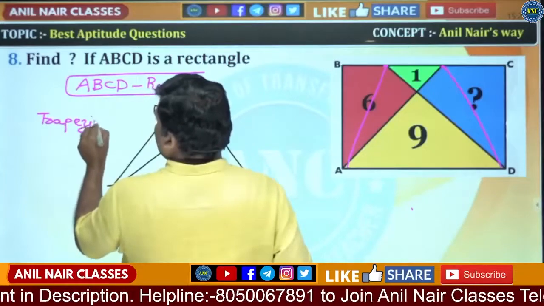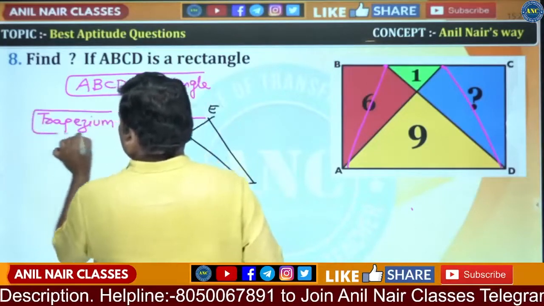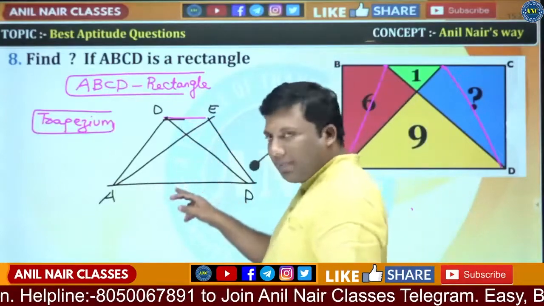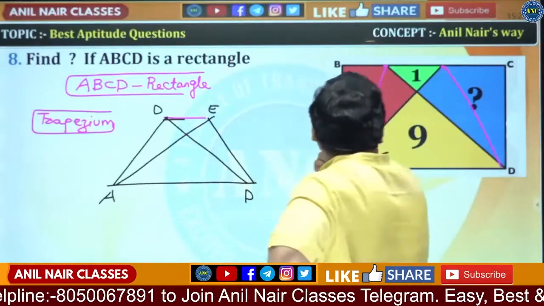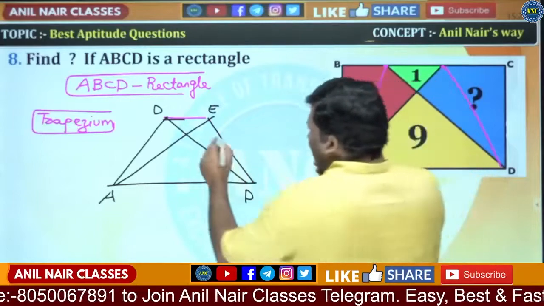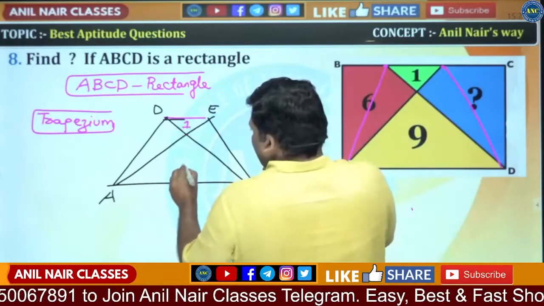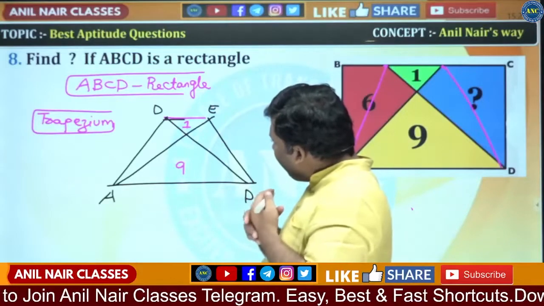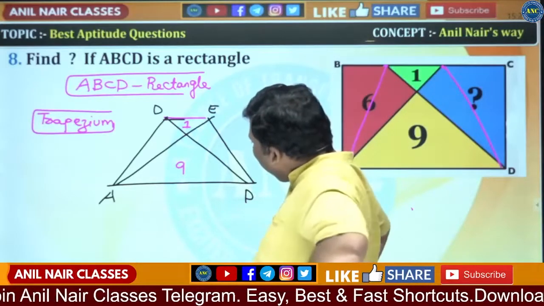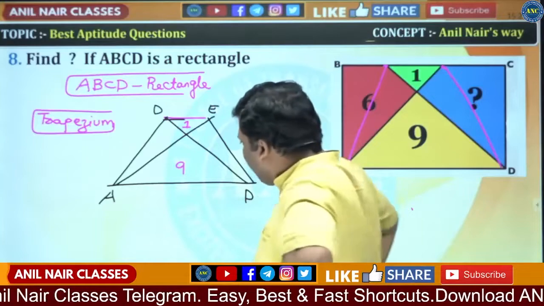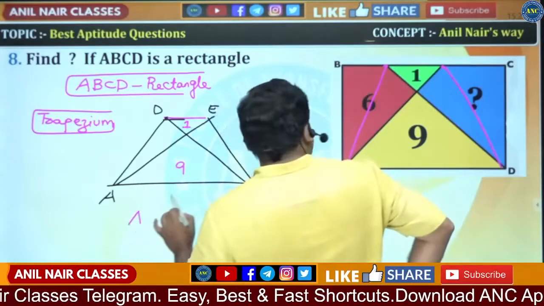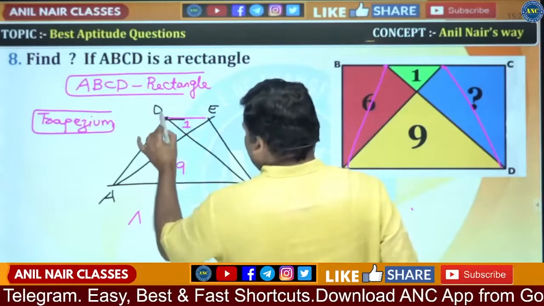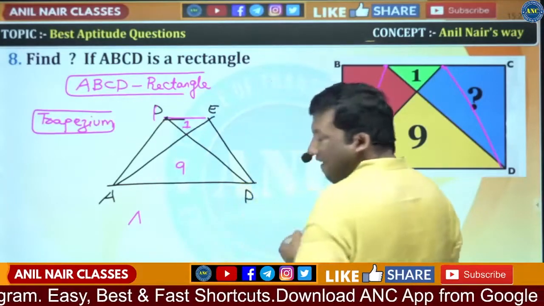Let me first explain. Now, opposite sides are parallel. This is a trapezium. What is given in the question? This is 1, and this is 9. First point, area. This is ABCD. Let me call this point on AD as P.